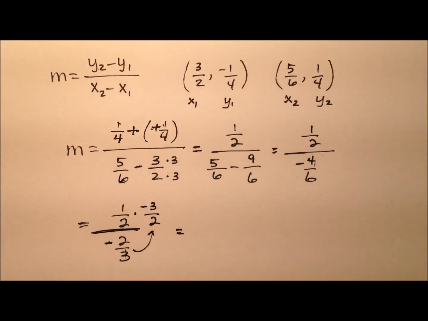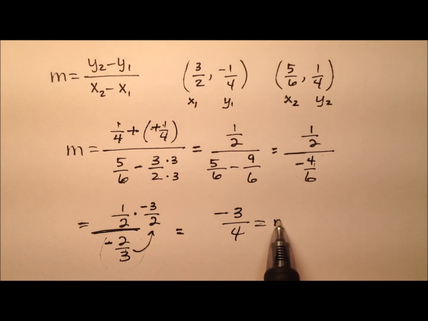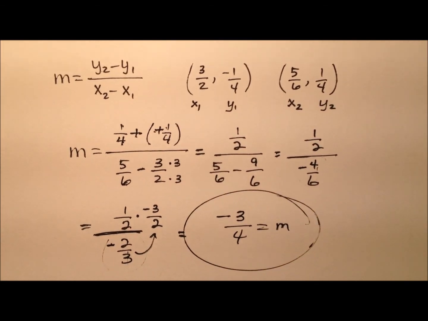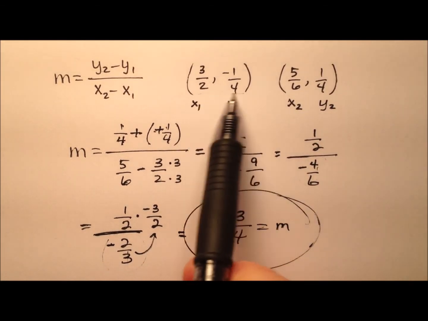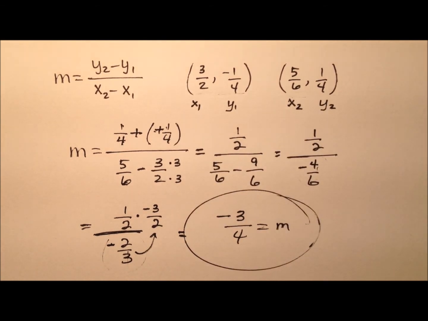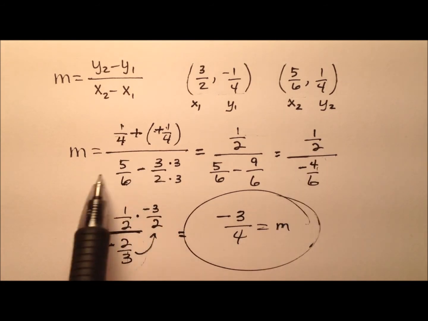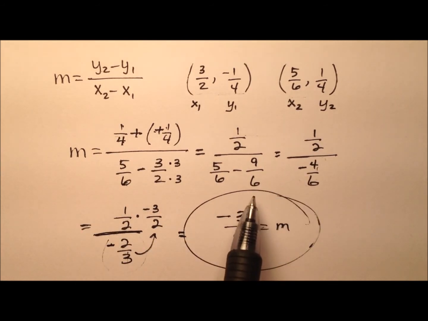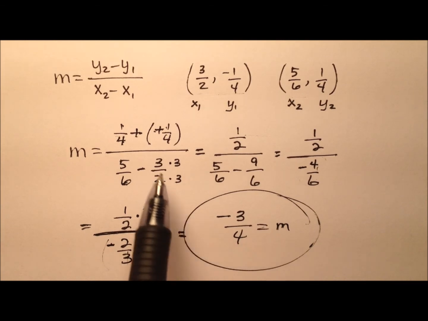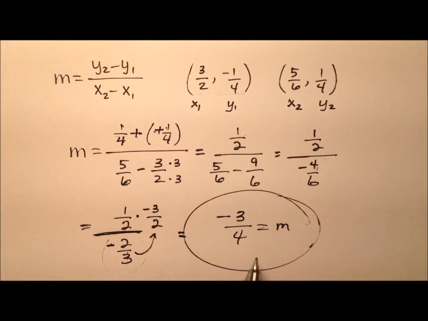So when this guy comes up here, this is like the copy dot flip or the multiplying by the reciprocal. Then I'm just going to multiply straight across, so negative 3/4. And that is my slope. So even though these two ordered pairs had fractions for their coordinates, the procedure we used was the same, and the process, even though we had to work with fractions a little bit, wasn't that bad. So the slope between these 2 points we found to be negative 3/4, and here's a graph of what that looks like.